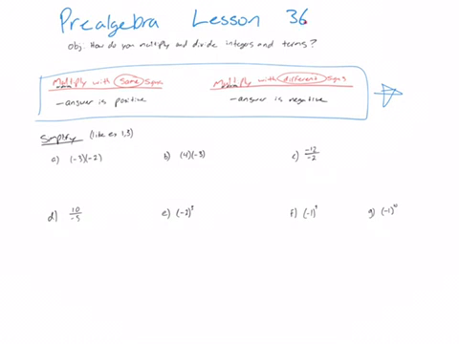This is lesson 36. Our objective is how do you multiply and divide integers and terms. Well, the basic idea here for multiplying or dividing integers with the same sign is, if they have the same sign, meaning they're both positive or both negative, your answer is going to be positive. So you just multiply like normal and your answer is going to be positive. If they have different signs, then your answer is going to be negative. So you divide them or multiply them like normal, but your sign is going to be negative.